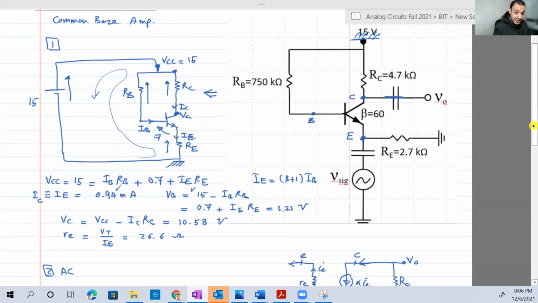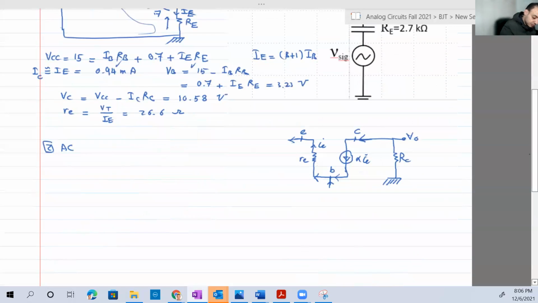What is between the base and the ground? Just this resistor RB. And here is the base. Not here, here is the emitter. This is the base now, because we are using the equivalent circuit of the common base amplifier. And again, we can use the other one, but this will make the analysis easier most of the time, or simpler.